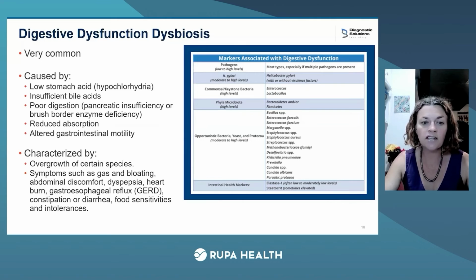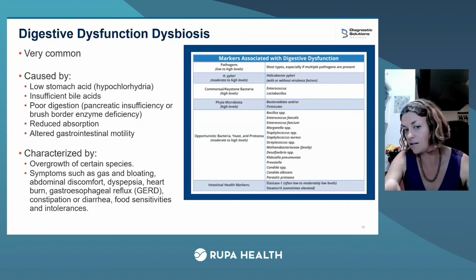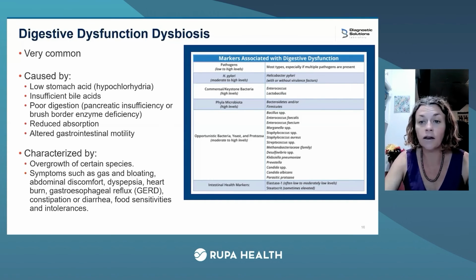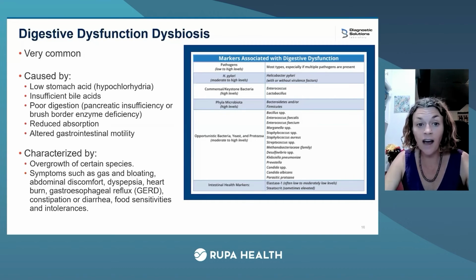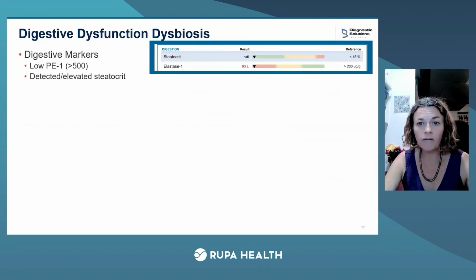And we tend to see symptoms of gas and bloating, which I'm sure you all know is like the most common symptom set that patients often come in with. Dyspepsia, heartburn, GERD, constipation, diarrhea, food sensitivities, intolerances. That's a lot of symptoms. But digestion is important. If you're not digesting properly, it's going to set the stage for a whole gamut of functional health, gut health issues. All right. So this would be an example of what we're looking at.